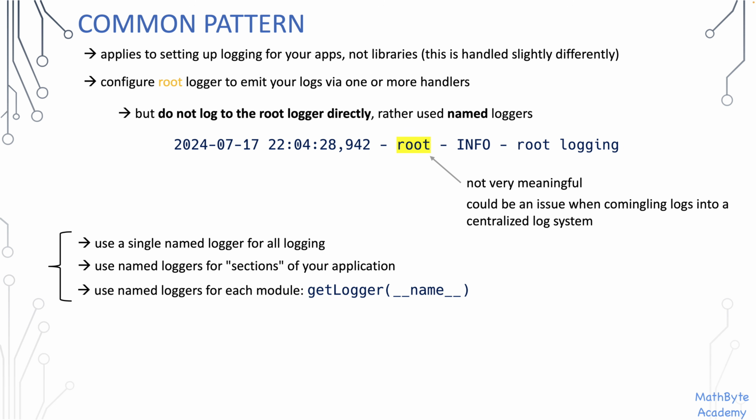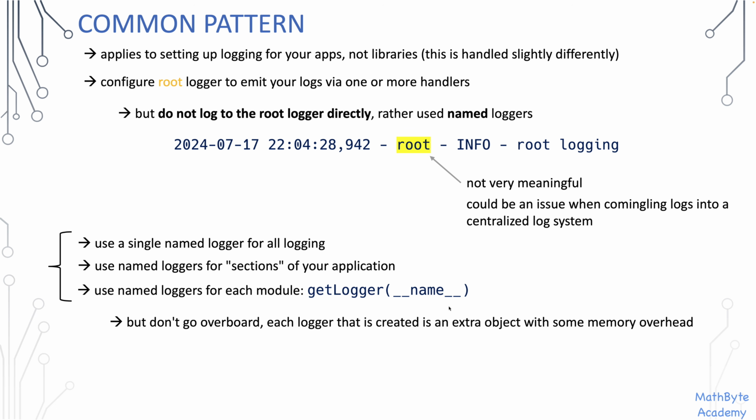Or you can do one for each module. And of course, you'll then get this hierarchy where a submodule of a module will still show up as that submodule because it will flow up with the propagation, as long as you don't turn off propagation. And so you can say get logger name. That's another very common pattern that you'll see. But don't go overboard with it. I think doing an individual logger at each module level is already starting to get a little much.